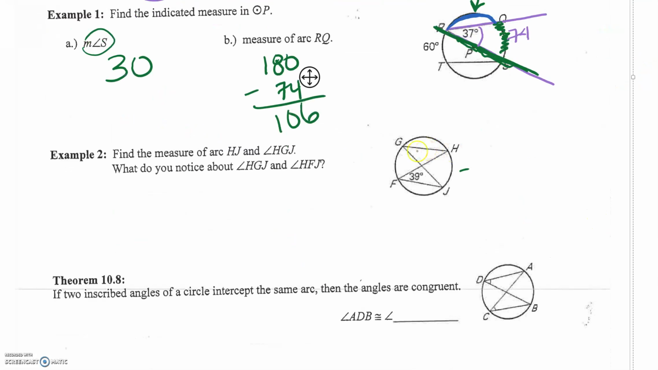If you have a little hourglass inside of here, this works out nicely because this 39 is hugging HJ, but HJ is also being intercepted by this angle. So if I double 39 to get 78, I then would have to cut 78 in half to get angle G, which would then be 39. So HGJ would be 39. HFJ would also be 39.